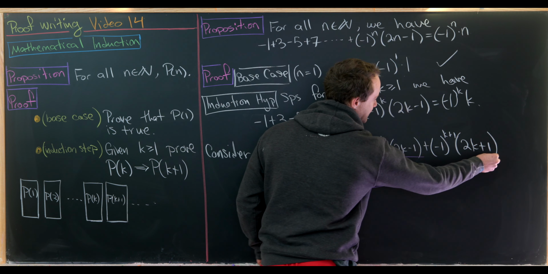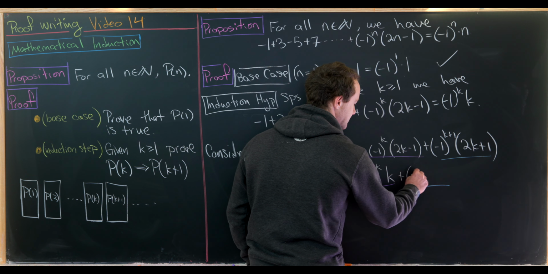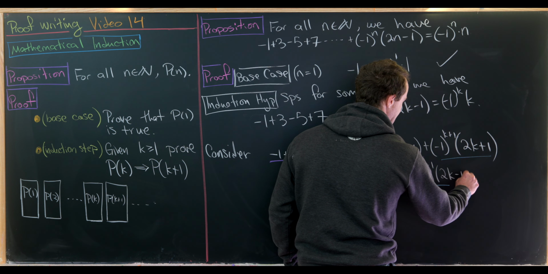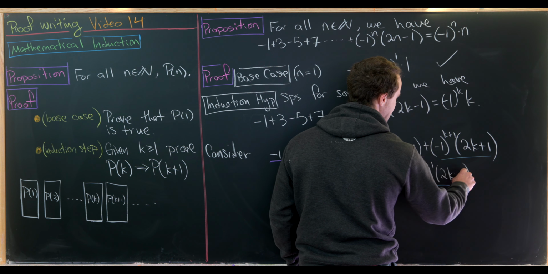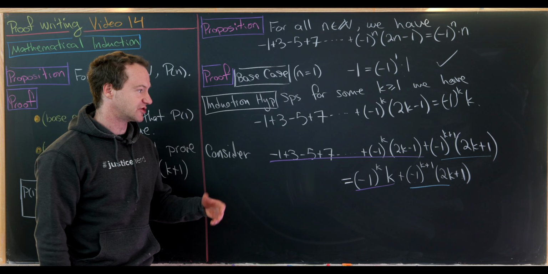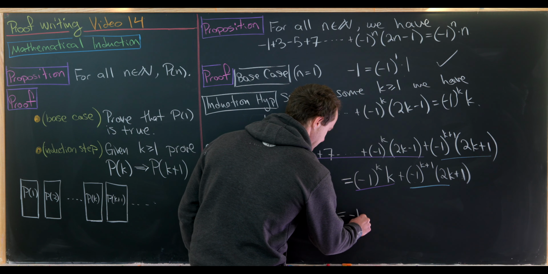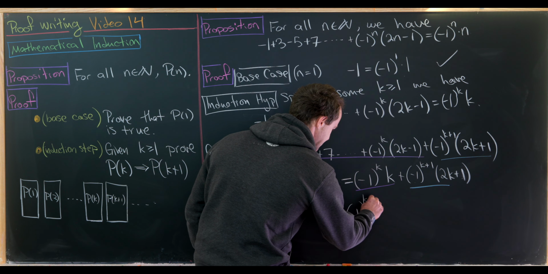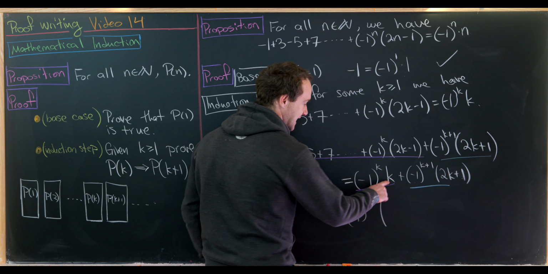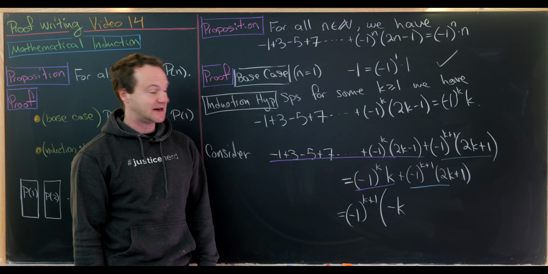And then we'll simply bring this term down. So we'll have plus minus 1 to the k plus 1 times 2k plus 1. Now what we'd like to do is factor a minus 1 to the k plus 1 out and see what we're left with. So factoring a minus 1 to the k plus 1 out of this whole thing, let's notice that this k will be attached to a minus 1, so we'll have a minus k.